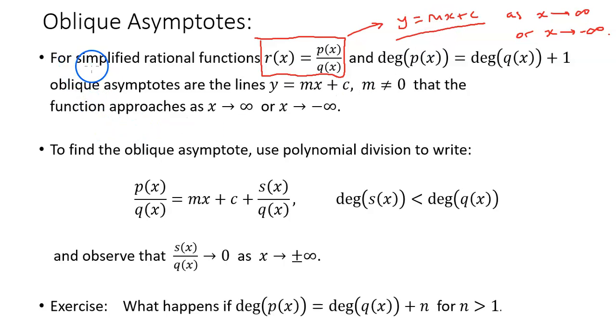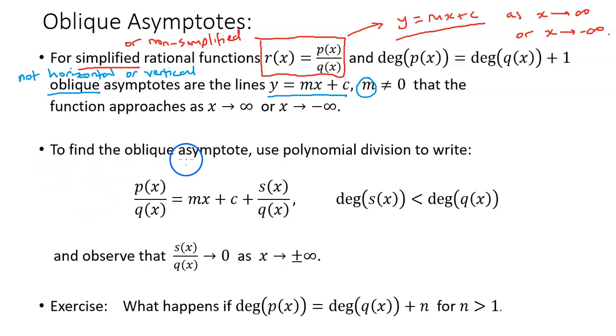By the way, I don't know why I wrote simplified here. It works for non-simplified as well, because if p of x divided by q of x is a non-simplified rational function, you can just simplify it by dividing out all the common factors. Alright, so they're called oblique asymptotes because they're not horizontal or vertical. It's an arbitrary line y equals mx plus c with a non-zero gradient.